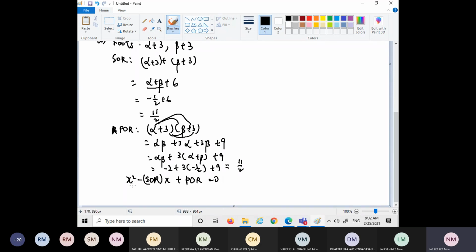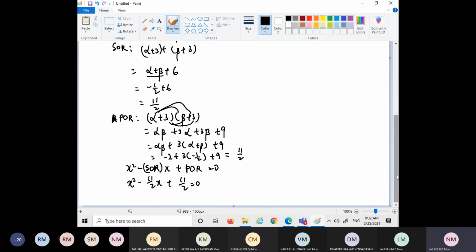Okay, so x squared minus SOR here, 11 over 2, POR 11 over 2 equals 0. Okay, if you don't want fractions, very simple, just times 2 to every term.